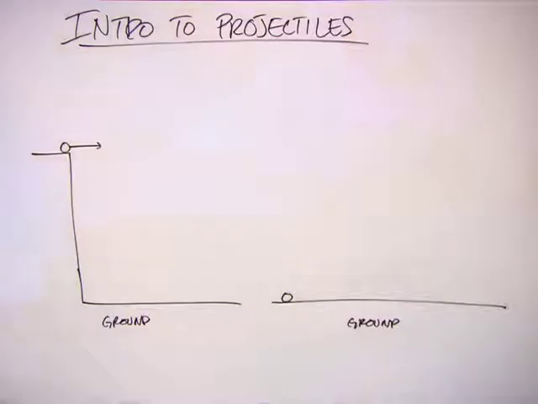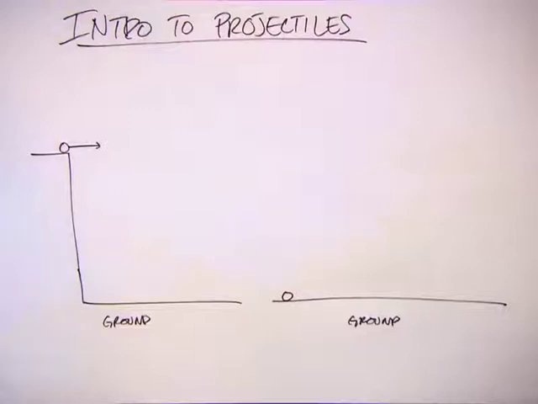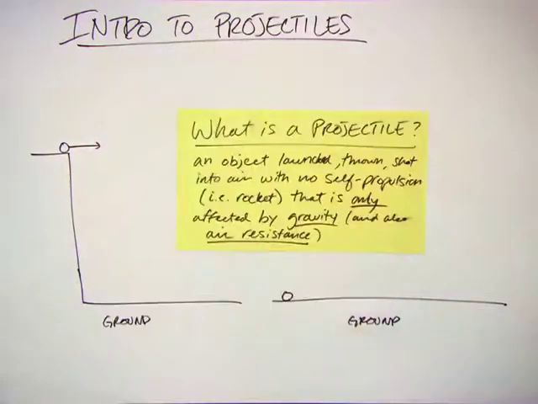Okay, in this video I'm going to introduce you to a very common application of two-dimensional vectors, and that is objects we call projectiles. So what is a projectile? When I'm talking about a projectile, I'm talking about any object that's launched, thrown, shot into the air, no self-propulsion. So the only force that gets it moving is the initial thrust force that gets it in the air to begin with. But once it's in the air, it's only under the effect of gravity.